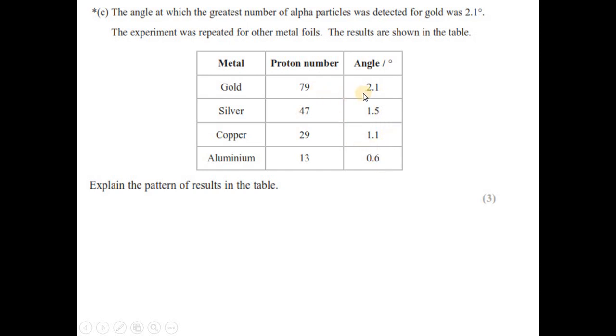So you can say that the angle of deflection is an alternate measure of the deflecting force. The higher the deflection, the more the force, which means the higher the nuclear charge. So as the proton number is decreasing, the amount of charge is decreased, so the deflecting force is decreasing, and the angle of deflection is also decreasing.